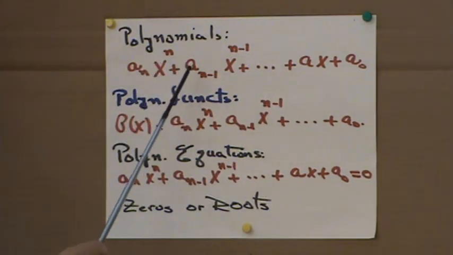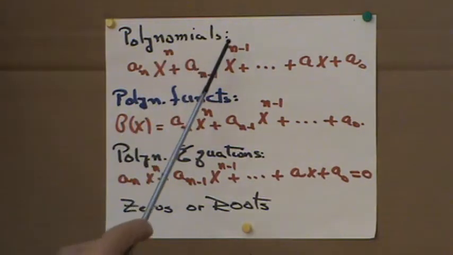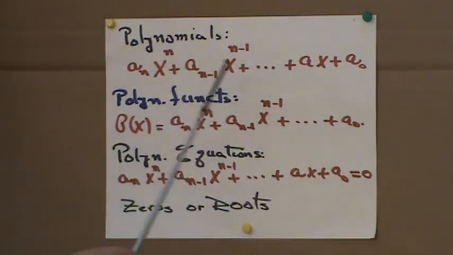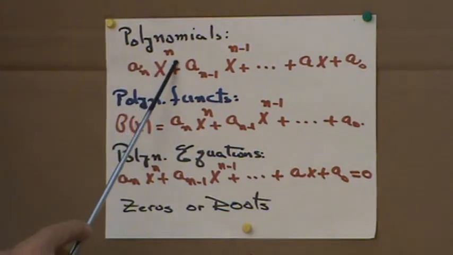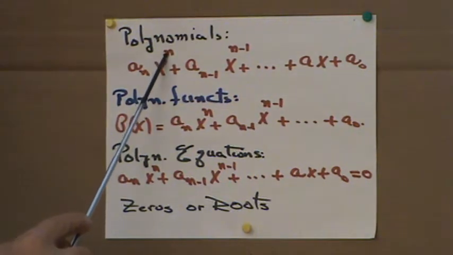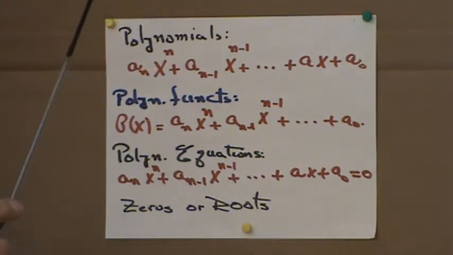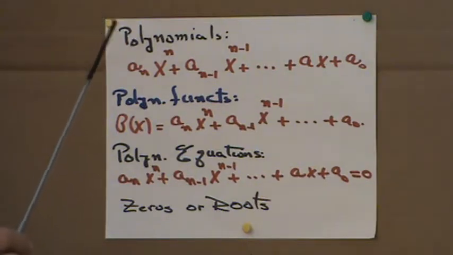I have written it, because addition is commutative, it's good to write it in the form of descending order. This is called the leading coefficient, this is called the leading term, and this is called the degree of the polynomial. The degree of a polynomial is always, always, always a non-negative integer, so whole numbers including 0. So it's 0, 1, 2, 3, 4, 5, 6, and so on.